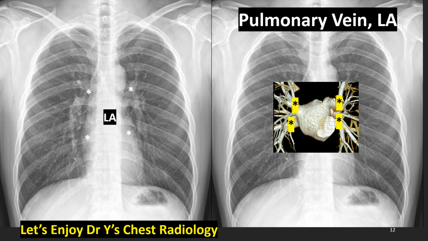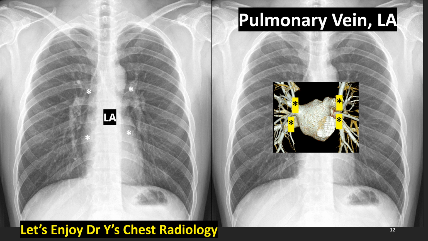Pulmonary veins and left atrium. These organs are usually not clearly visible on the normal chest radiographs. That's why we are not so familiar with the pulmonary veins and left atrium.